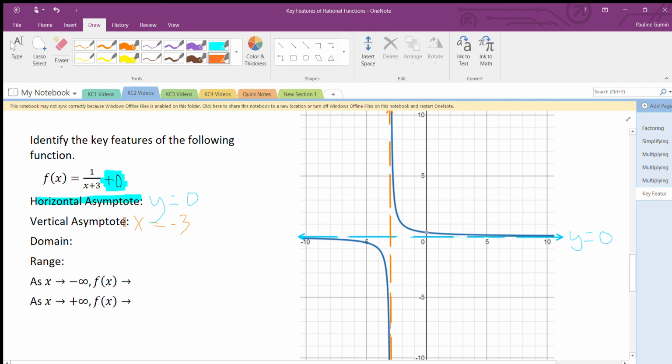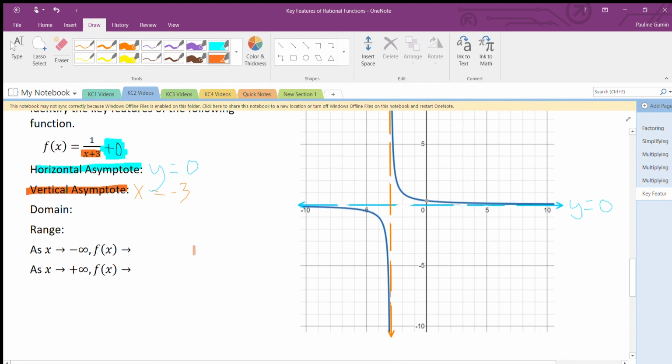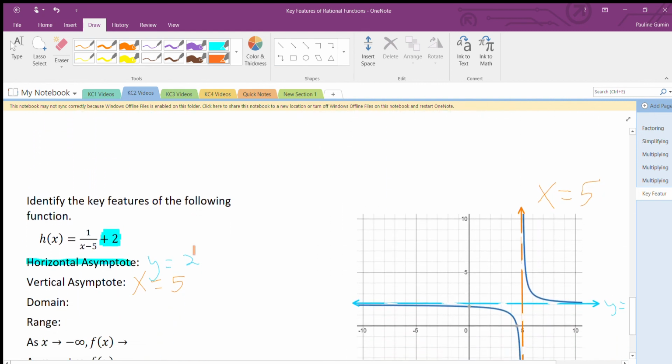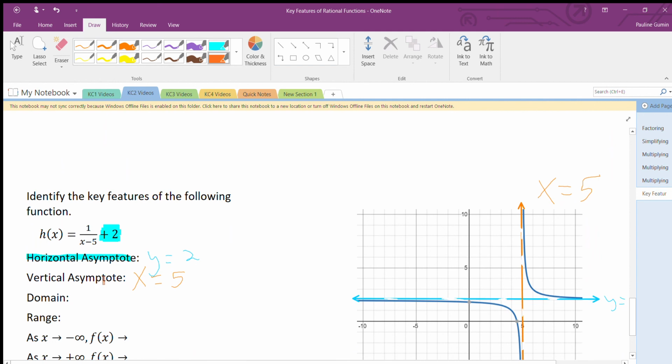Does that also come from the bottom? Yes. Notice, please, this is x plus 3. Our asymptote is a -3. Let's see if the same thing happens in the last one. Vertical asymptote here is x equals 5. On the bottom, I have x minus 5, asymptote positive 5.